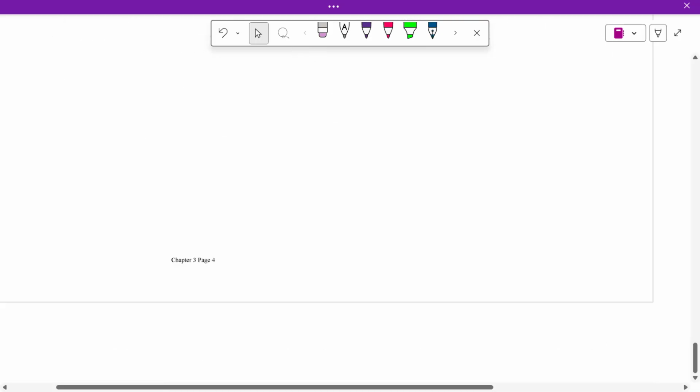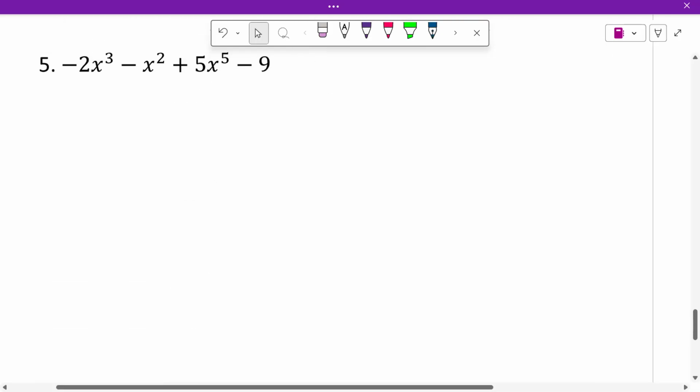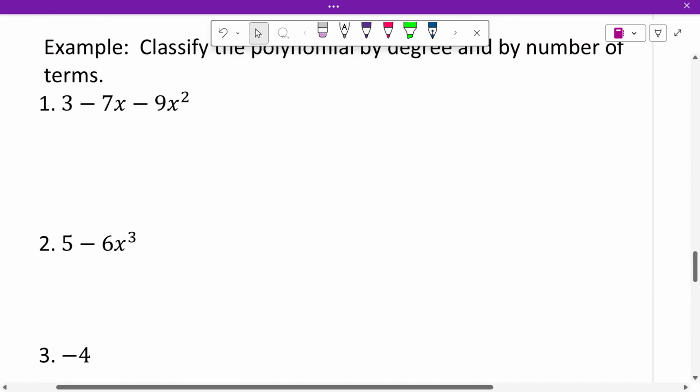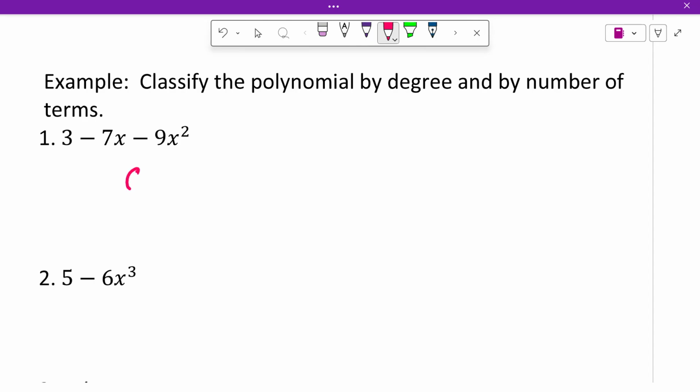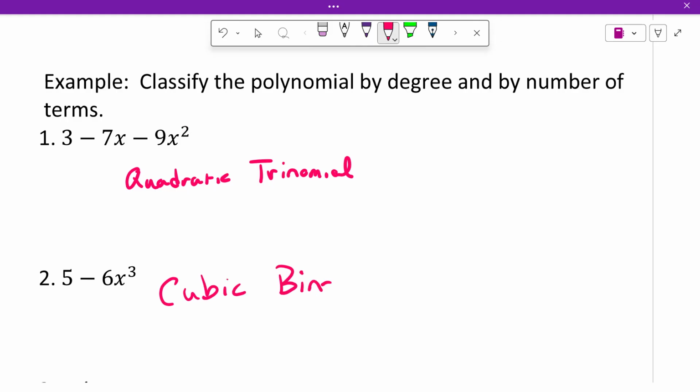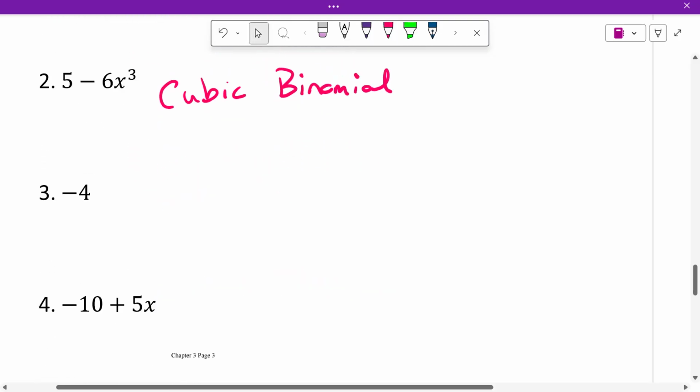Okay? So, whoa, that went too far. What's the first one? What kind of a trinomial? It's a quadratic trinomial. Quadratic because it's the second power. What's the second one? A cubic binomial. What's the next one?